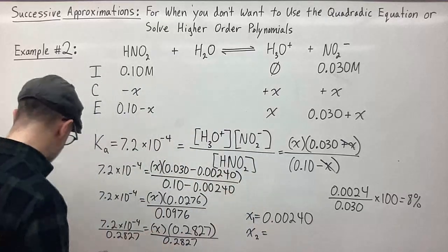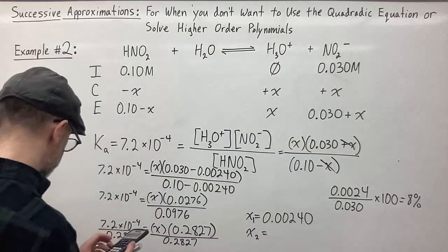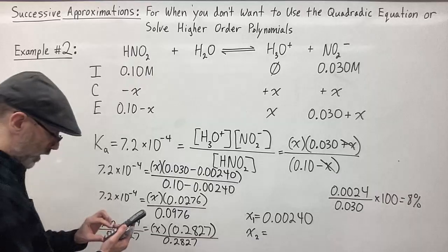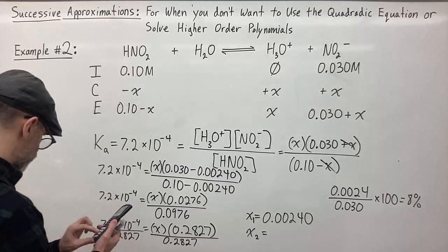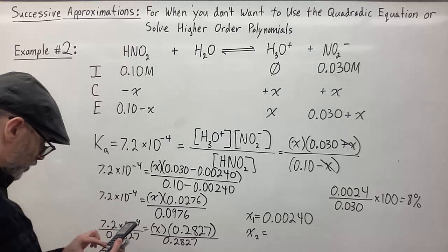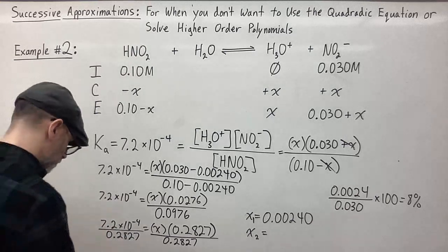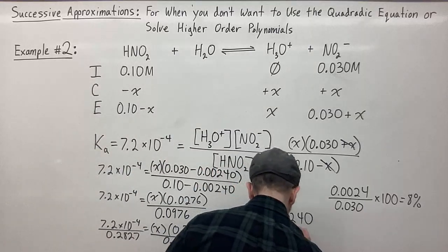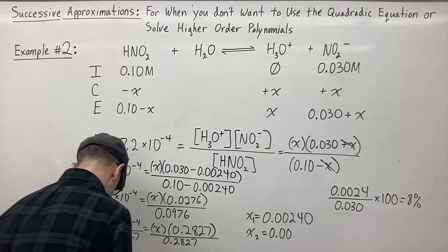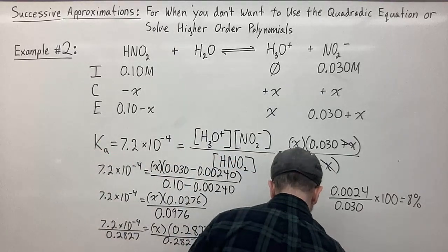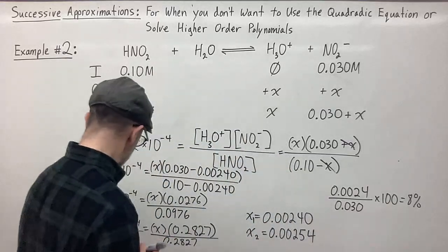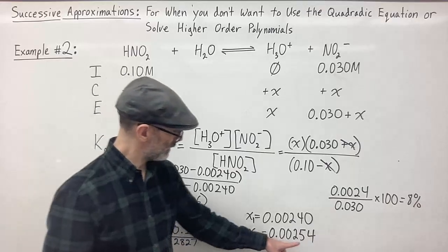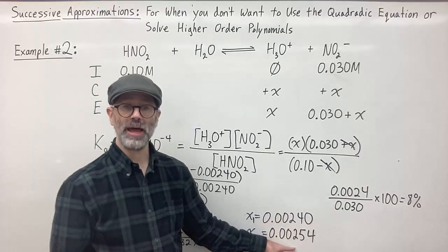x2, my second x value. Let's go ahead and figure this out. So I got 7.2 times 10 to the negative 4 divided by 0.2827 equals, and this time I get 0.00254. Okay, so notice I have a difference here now. So my second x value is different from the first, so that means I got to do it again.